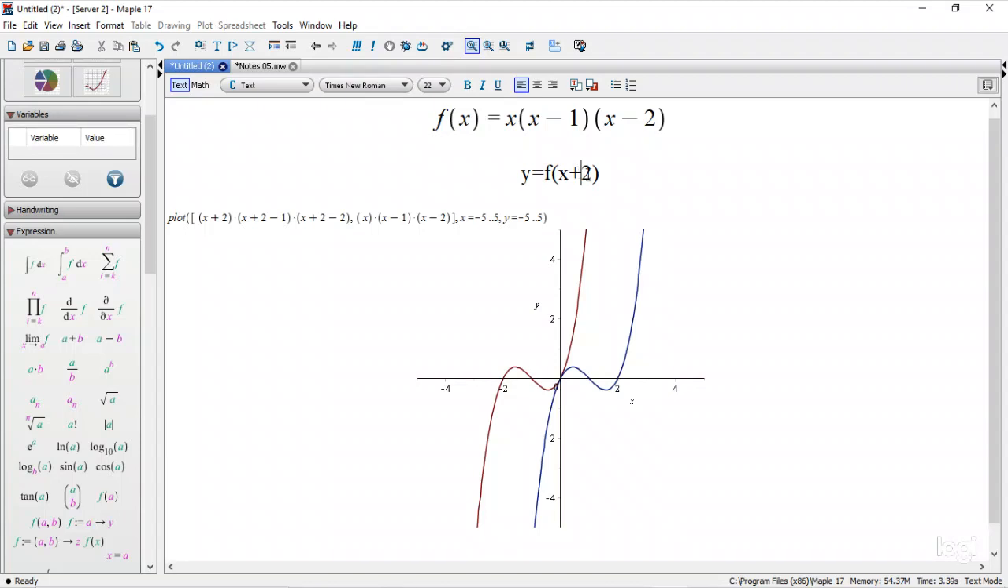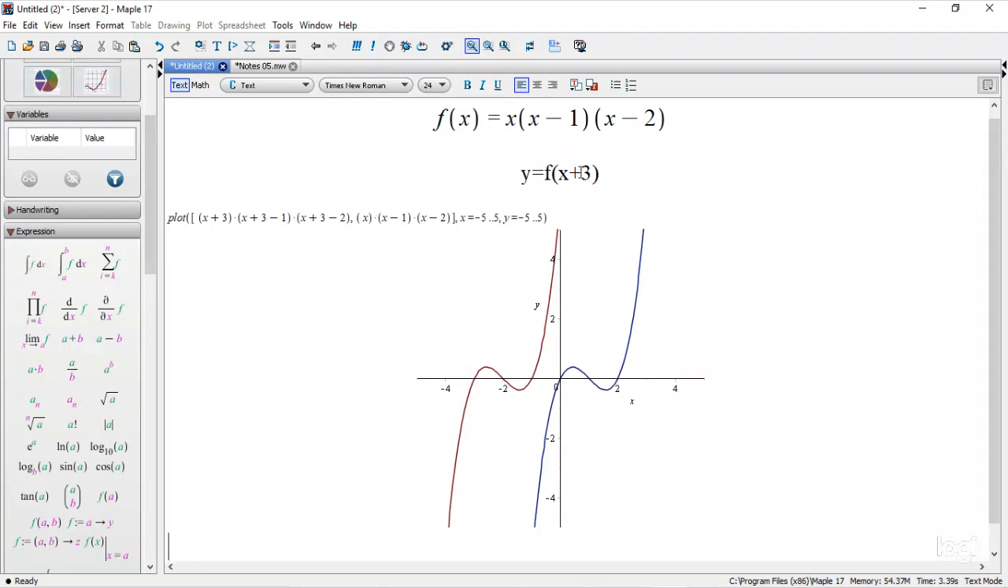Actually, let me make it 3, then now it's very clear. Earlier 0, shifted by 3 units, that is minus 3, and 1 shifted by 3 units to the left, minus 2, and 2 shifted by 3 units, now it is minus 1. You can see the rules.